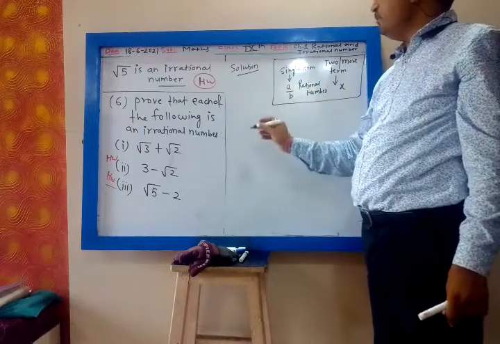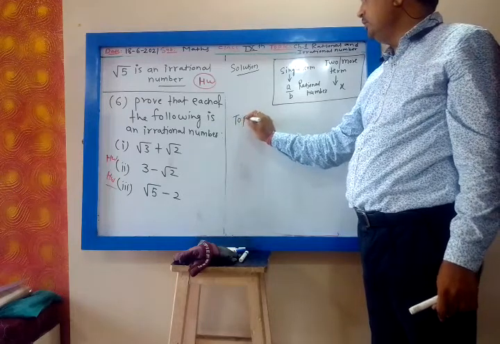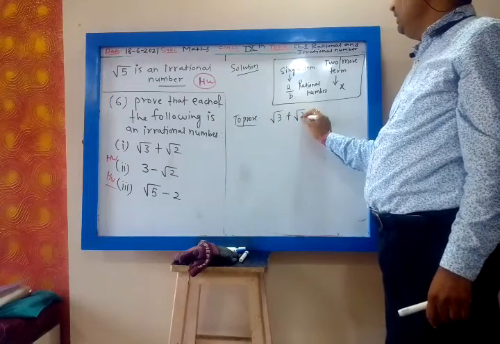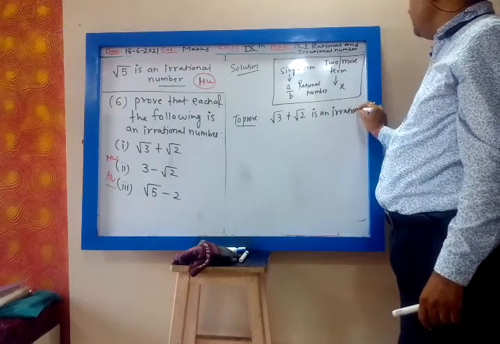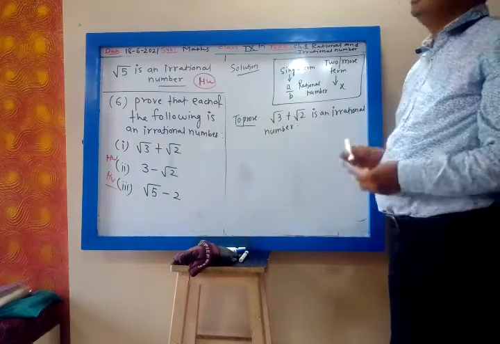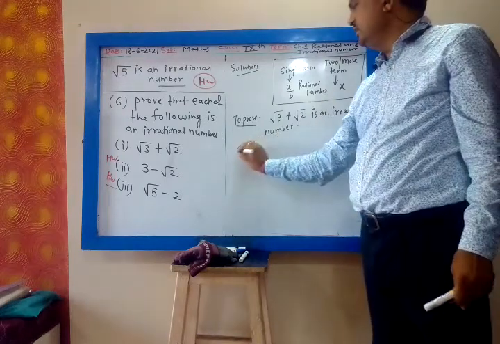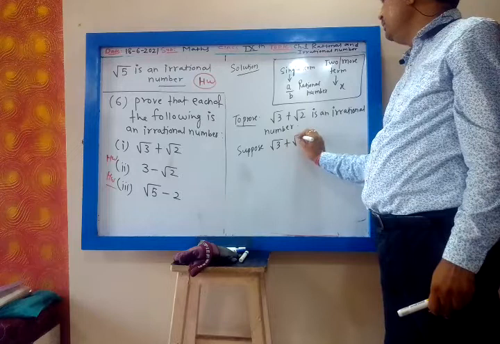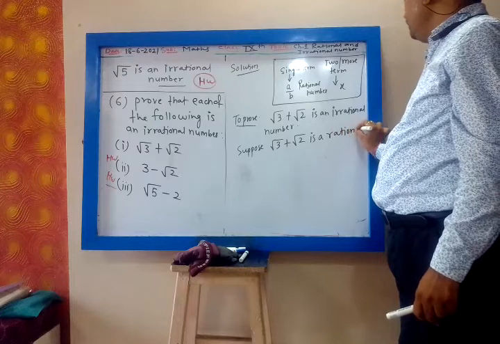Now in the first one, what do you want to prove? We want to prove that root 3 plus root 2 is an irrational number. So we use method of contradiction. What is method of contradiction? You make a wrong assumption. Suppose root 3 plus root 2 is a rational number.